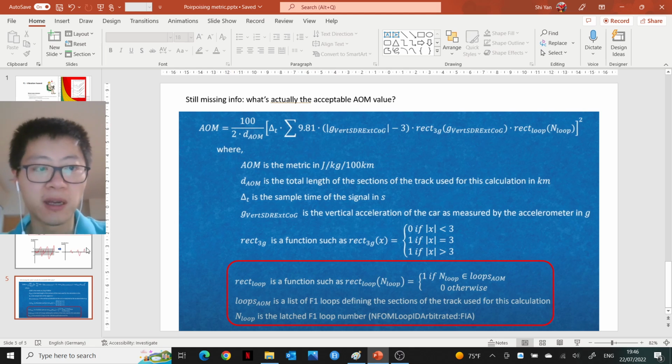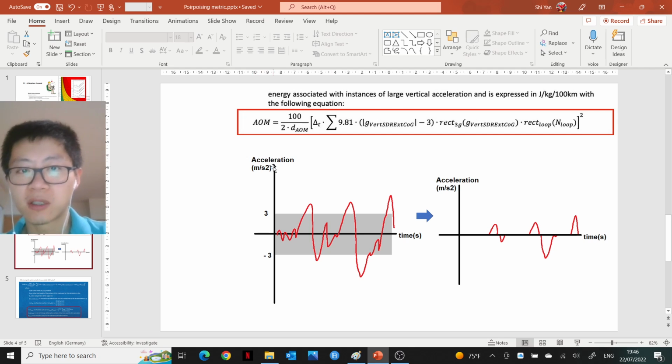So just a quick recap. What the metric is doing is it's measuring the acceleration. It is getting rid of anything that is smaller than plus or minus 3g. Basically, the way you would interpret that is that the FIA is saying anything less than 3G we just ignore, because we don't think anything less than 3G in a Formula 1 car can be considered hazardous in the vertical direction. So then they get rid of everything that is less than 3G.